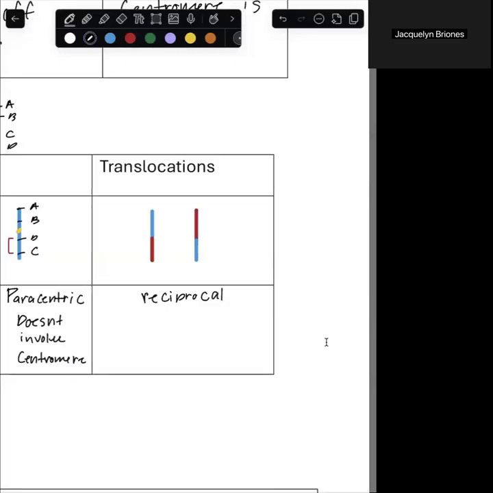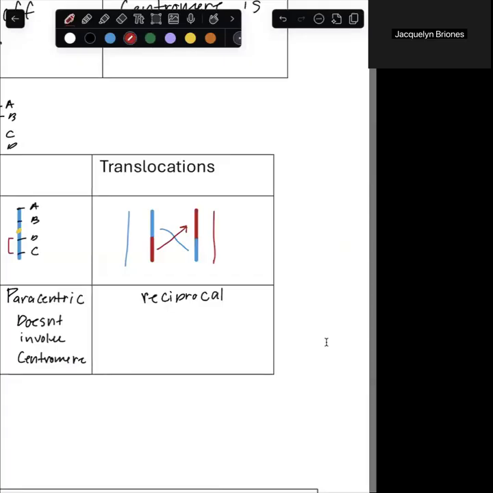So this is when, like, this one was originally an all blue one, and this one's supposed to be an all red one, but they kind of swapped. So like that one there, and that one there. It was a two-way transfer, so it's a reciprocal.